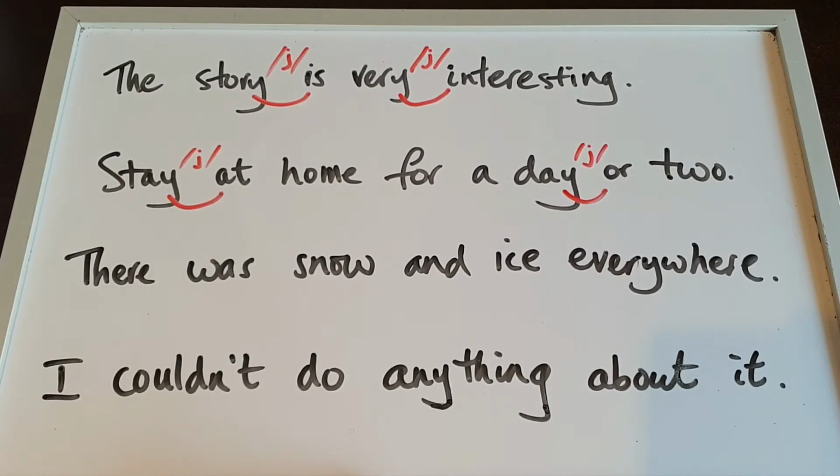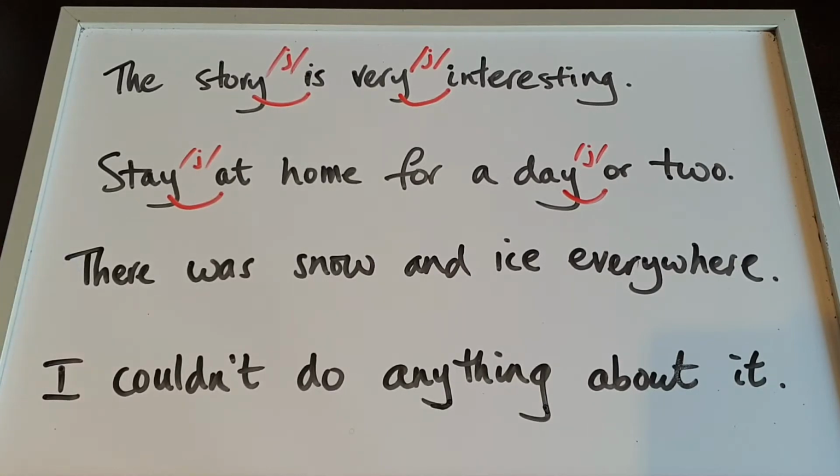Stay at home for a day or two. Try to say the sentences slowly and then get faster. Stay at home for a day or two. Have a look at number 3. This is slightly different. Have a look. Are there any vowel sounds you can link together?